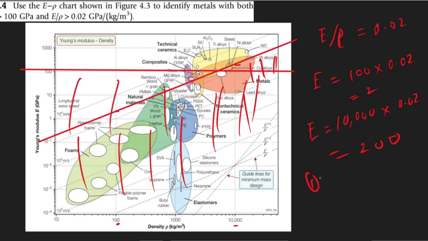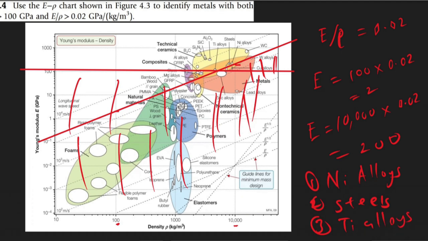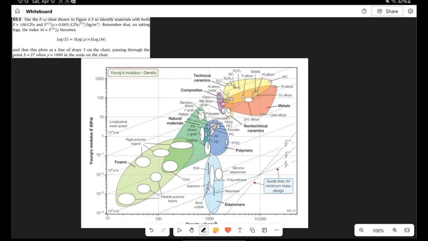are: 1, nickel alloys. 2, you have steels. And 3, we have what? You can see a little bit of titanium alloys there. So 3, we have titanium alloys. So that's our answer for this question. Let's move on to the next one.